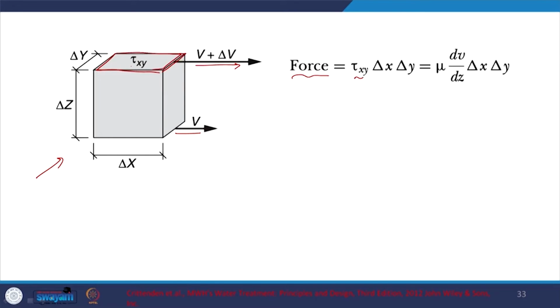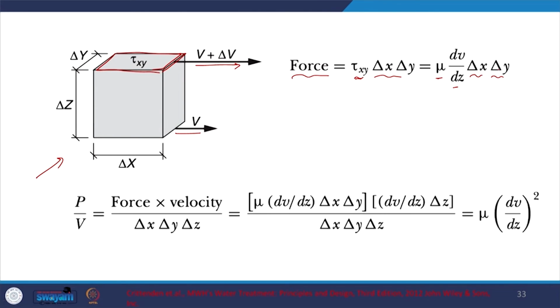What is the force being applied? Tau xy into area, right? And that's going to be equal to, this is from Newtonian flow, mu dv by dz, right? How is the velocity changing? And delta x, delta y, right? We will look at it in a different way too, but I wanted to present this aspect here.